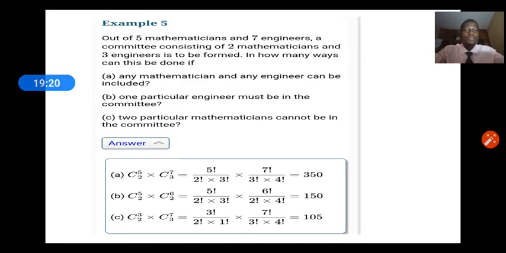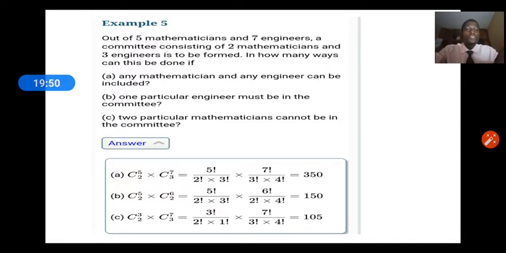Last one. Out of 5 mathematicians and 7 engineers, a committee consisting of 2 mathematicians and 3 engineers is to be formed. In how many ways can this be done? If the first condition, any mathematician and any engineer can be included.